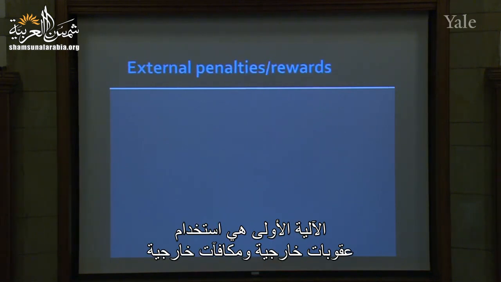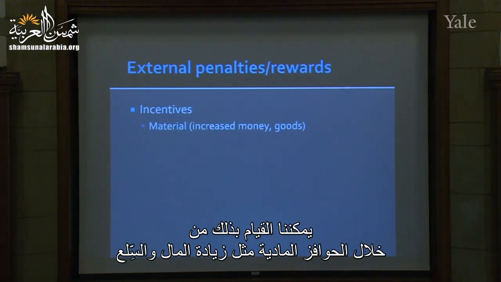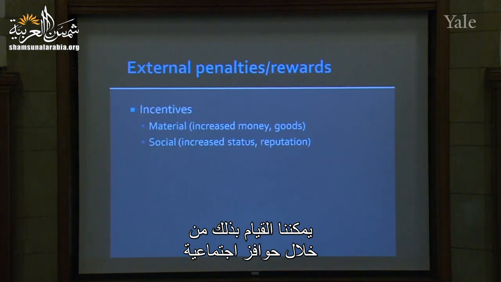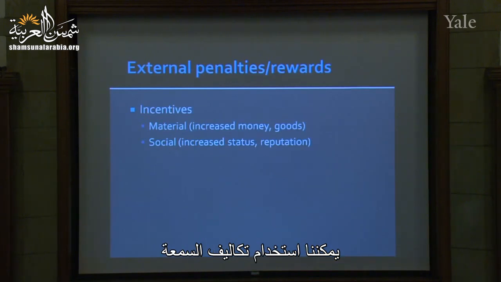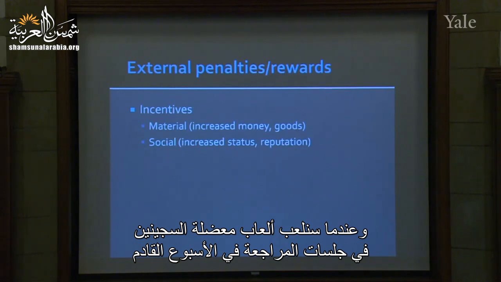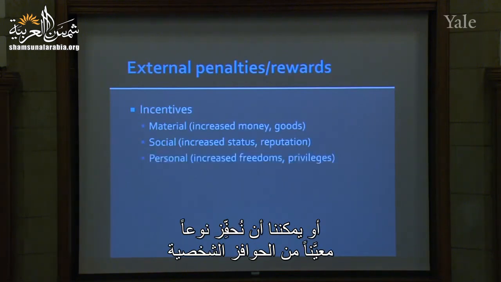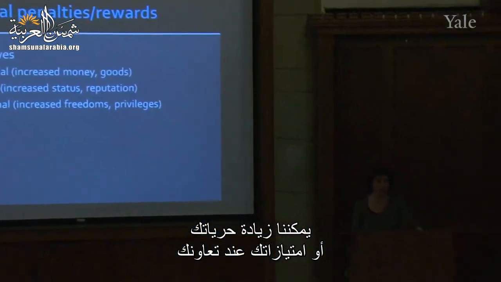Well, the first place we might look is to external penalties and external rewards. So one thing that we can do is simply to incentivize the cooperative behavior. We can do it with material incentives, like increased money or goods, things that are valuable. We can do it with social incentives. We can have status markers associated with cooperation. We can bring reputation costs into play. And when we play prisoner's dilemma games in sections next week, you'll have an opportunity to try out all of these things. Or we can induce certain kinds of personal incentives. We can increase your freedoms or your privileges as a result of your having cooperated.